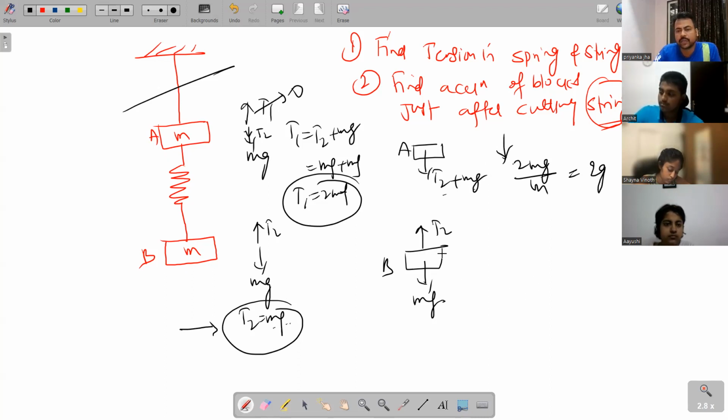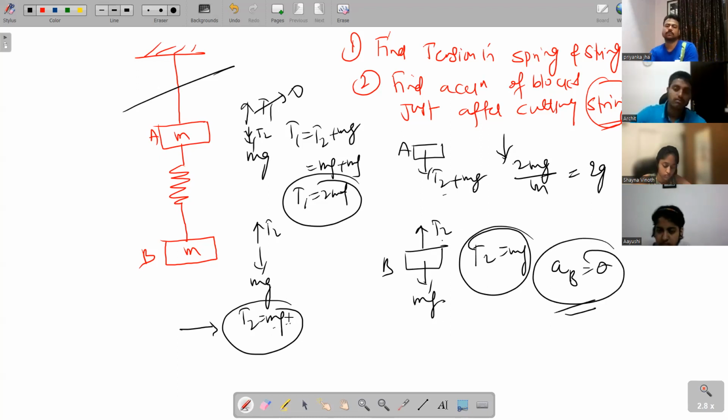And here, if you see, T2 equals mg. So T2 and mg both are same. So acceleration of B is 0. Because as soon as you cut the string, nothing is going to change in the spring. The tension in the spring will remain the same. So T2 equal to mg will remain the same just after cutting the string. Understood?